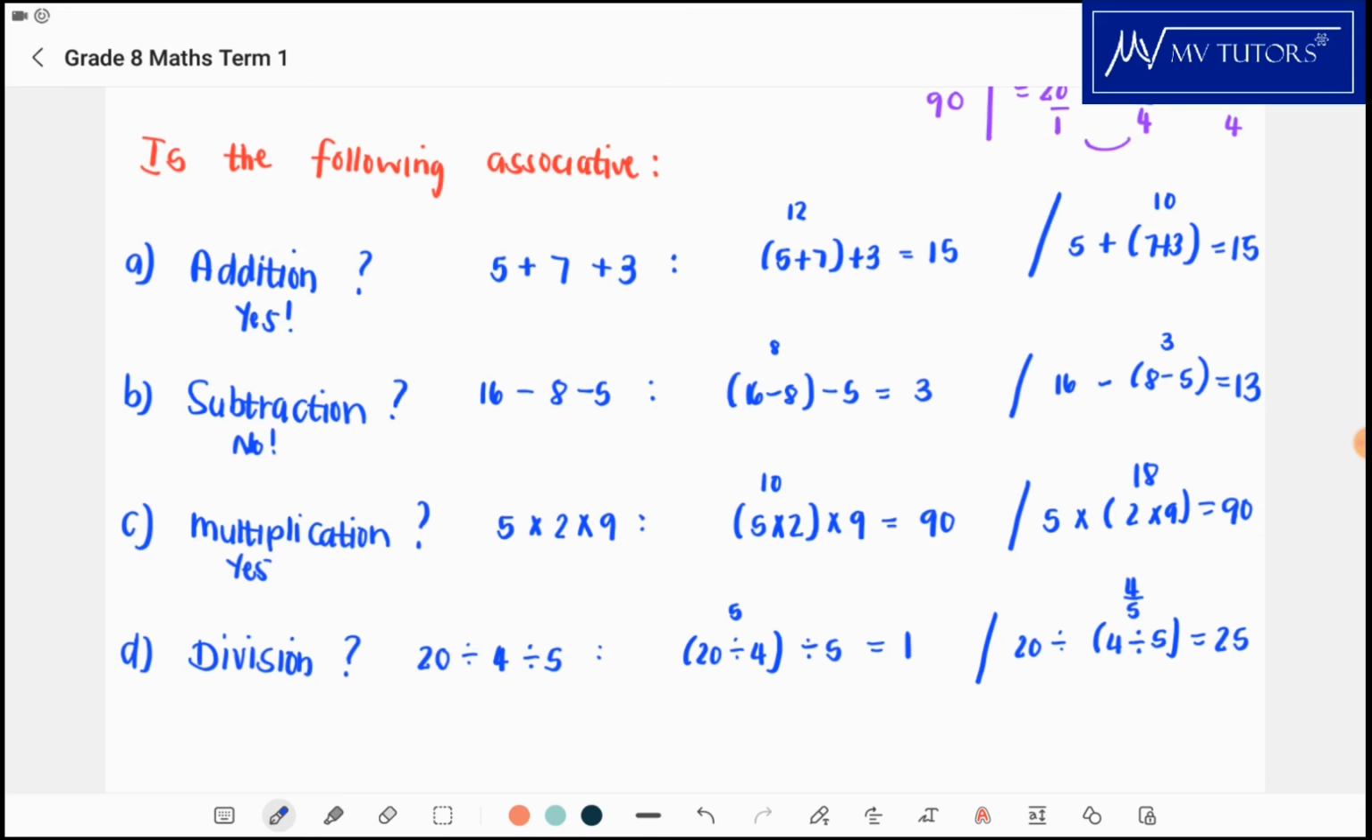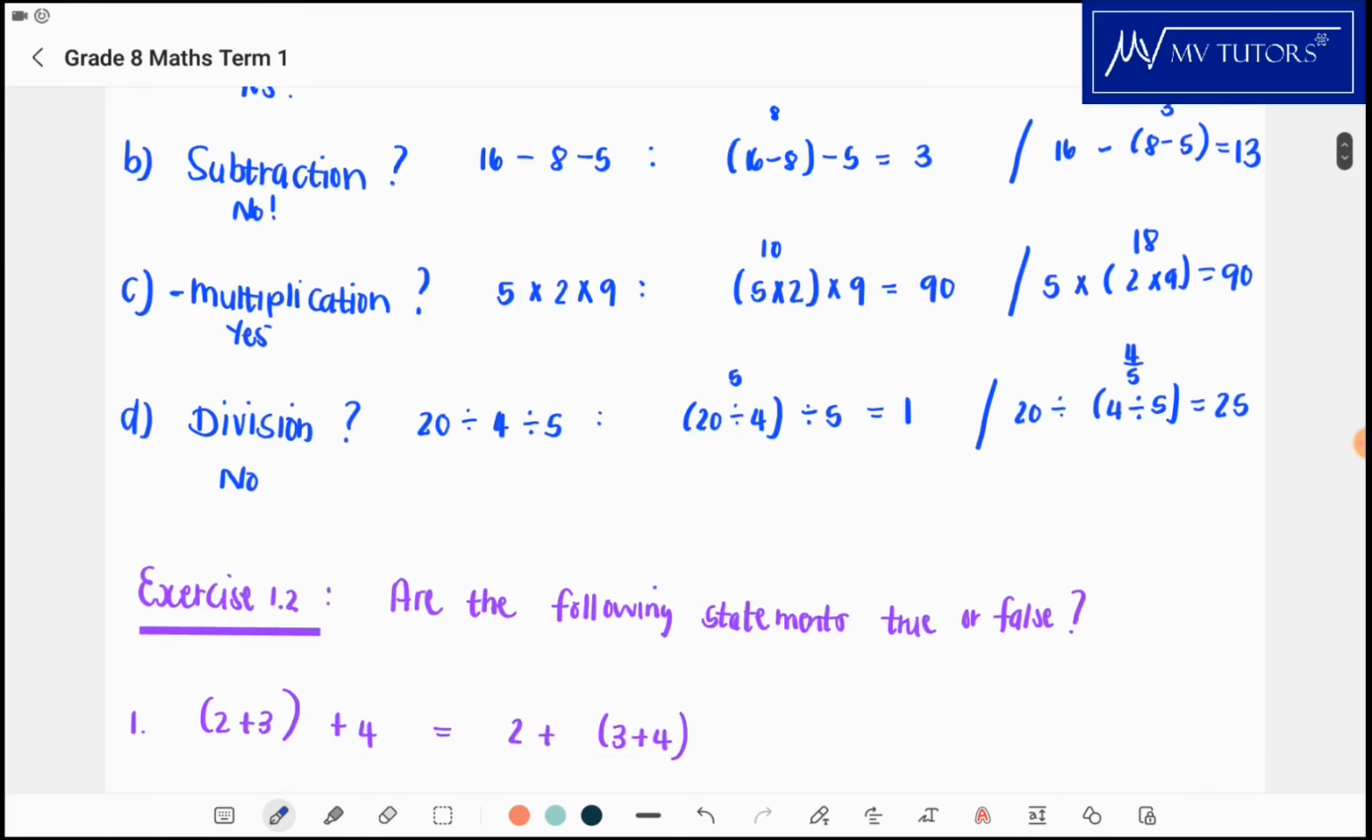So is division associative? No. Here we can see another trend, just like with the previous property of being commutative: addition and multiplication are associative, but subtraction and division are not. And let's go over to our exercise.